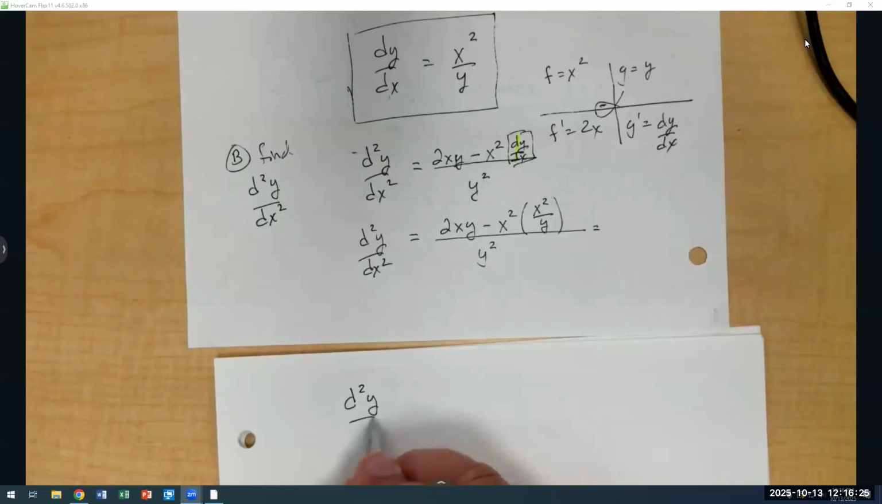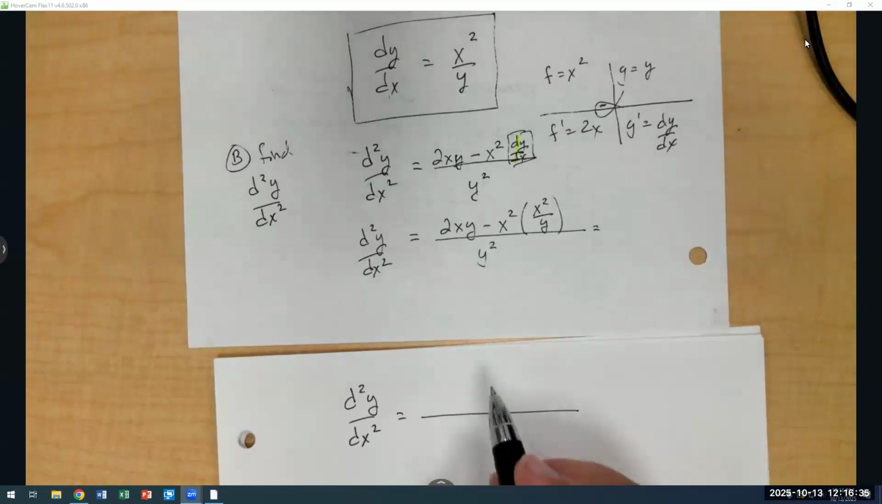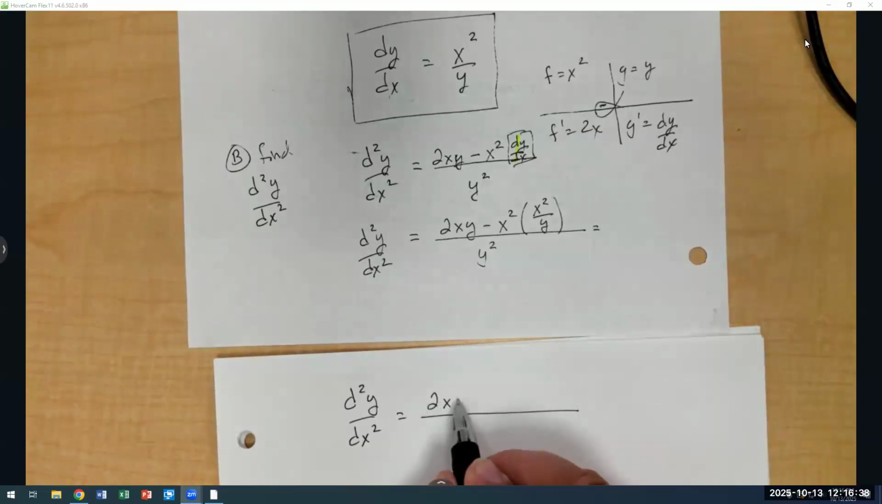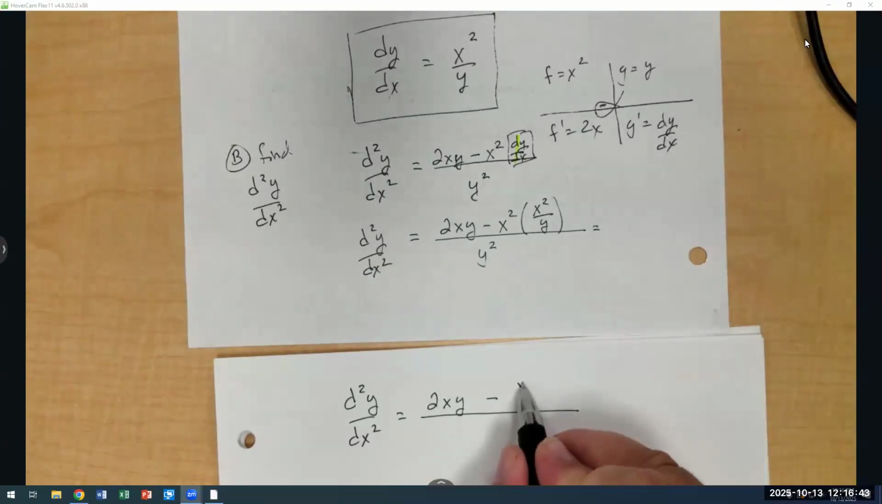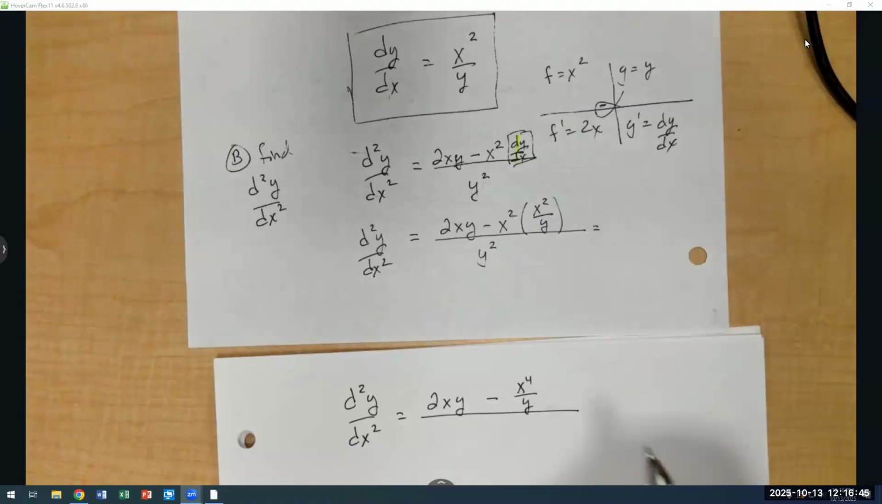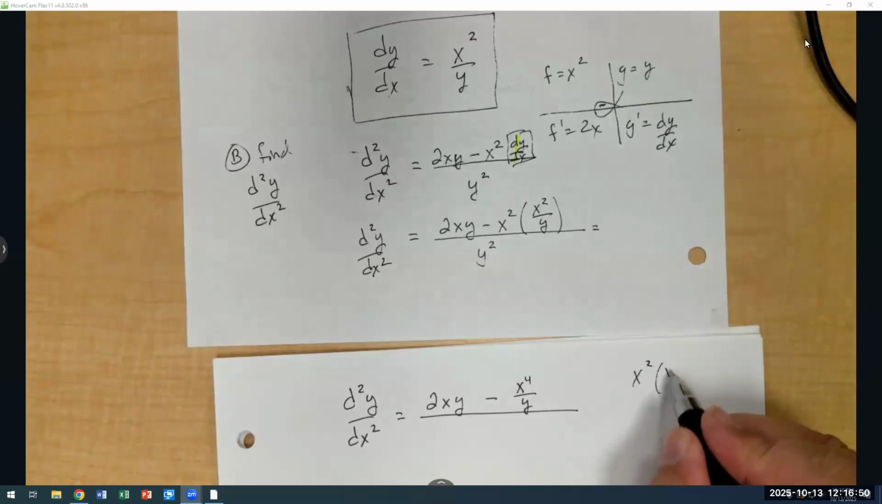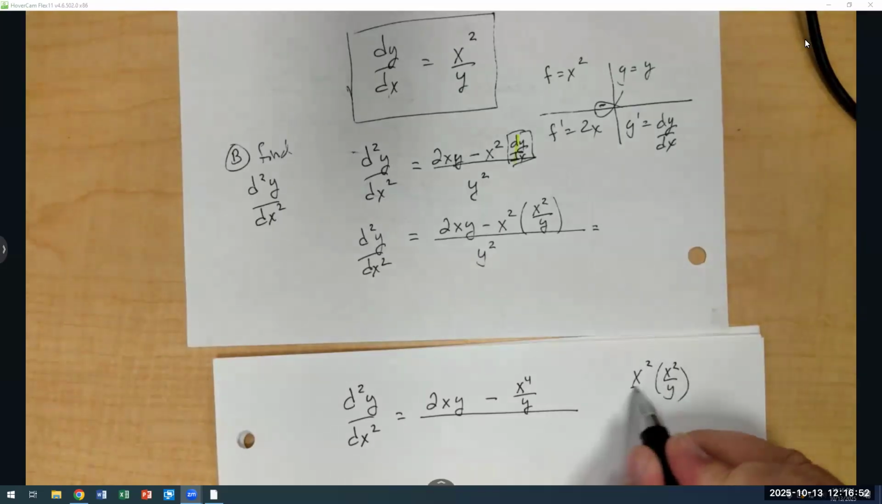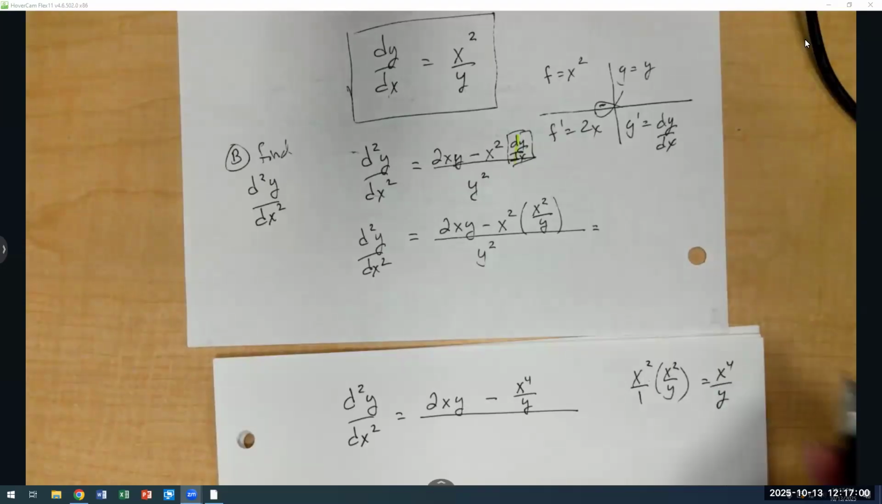So d squared y/dx squared is equal to 2xy minus x to the fourth over y. Remember, x squared times x squared over y is the same thing as that. So x squared times x squared is x to the fourth over y.